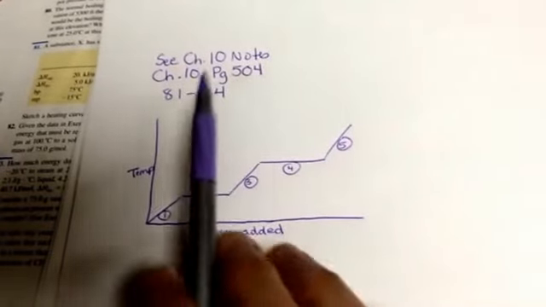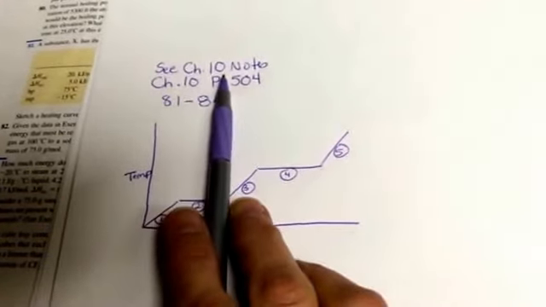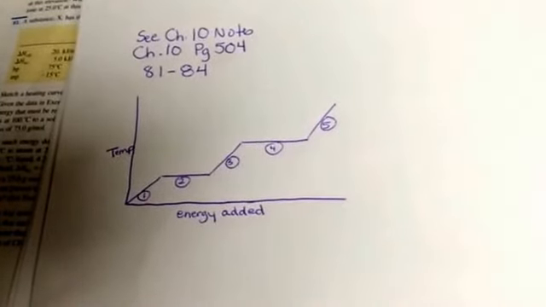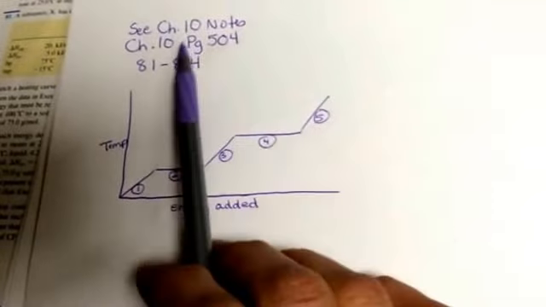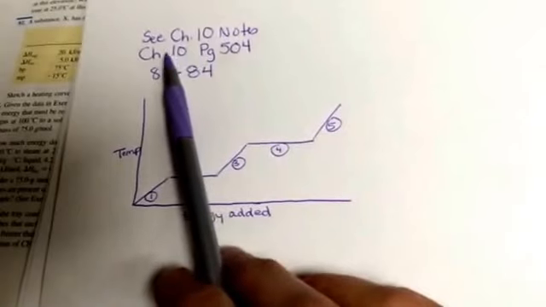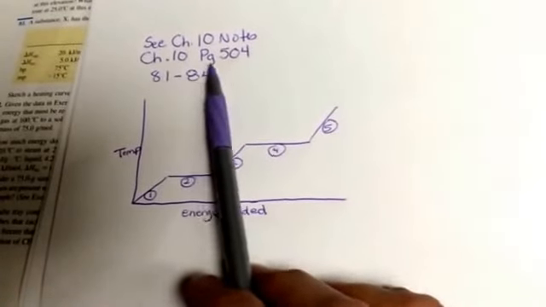Okay, so what we're looking at is Chapter 10 Notes. If you remember correctly, I believe Miss Hayner walked you through this when I was absent one day. So if you want to see these notes in full, you can see them in the Chapter 10 Notes. This comes from Chapter 10, page 504.